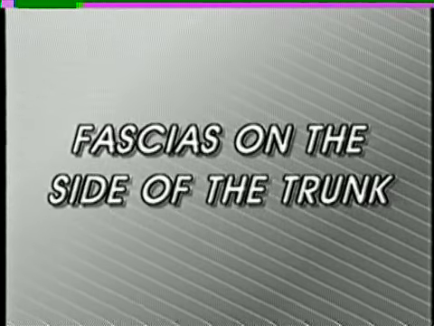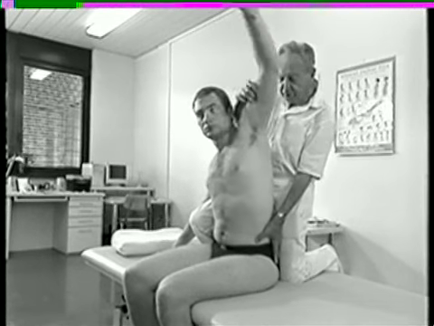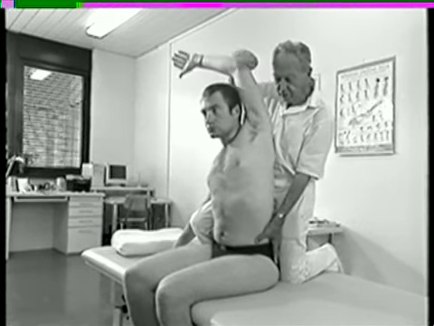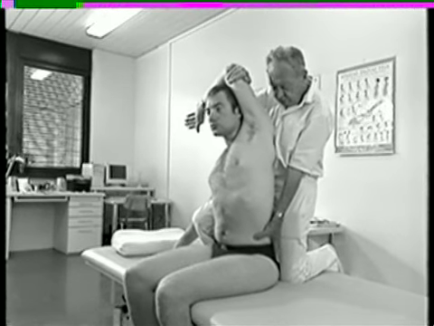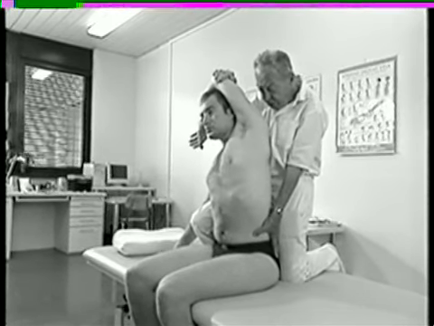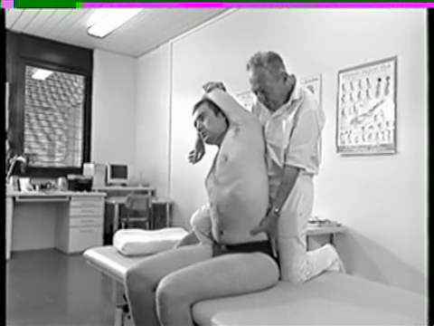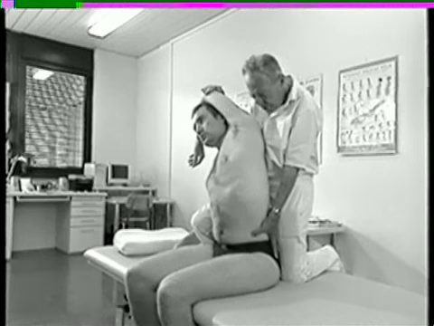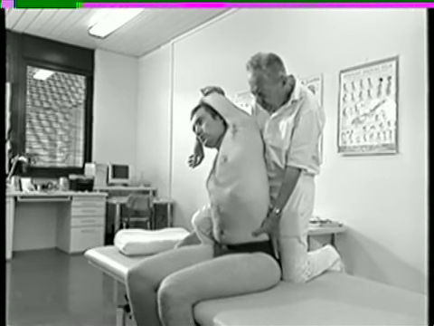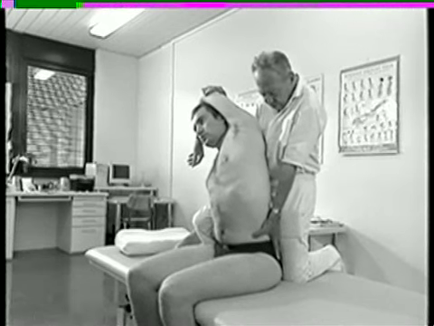Fascias on the side of the trunk. The fascias on the trunk can be stretched for examination and treatment. We support one side of the patient's trunk with our knee. On the other side, we side bend his raised arm and his trunk, fixing the pelvis from above with the other hand to engage the barrier.